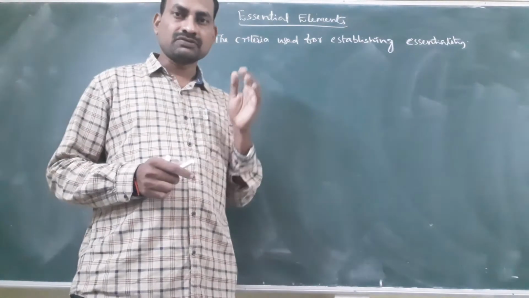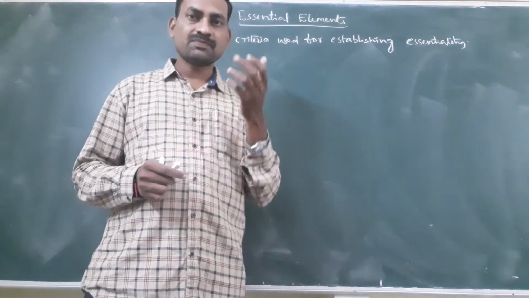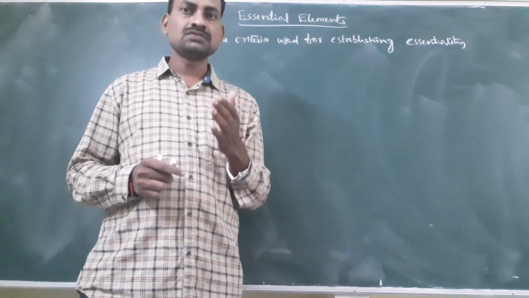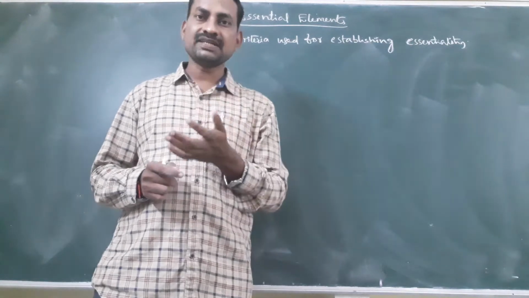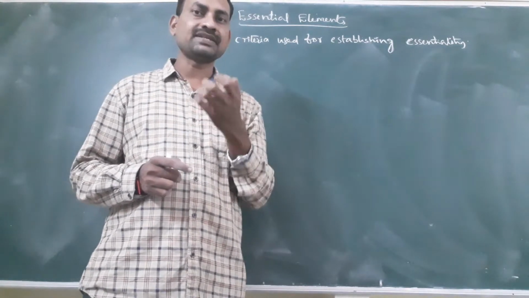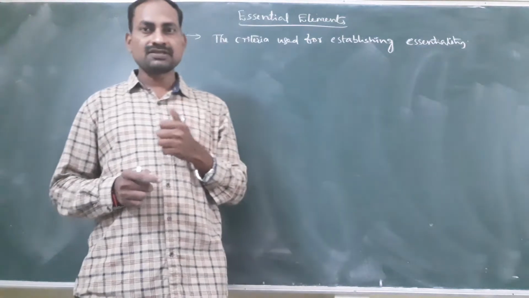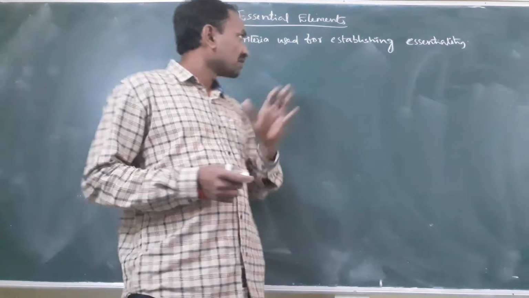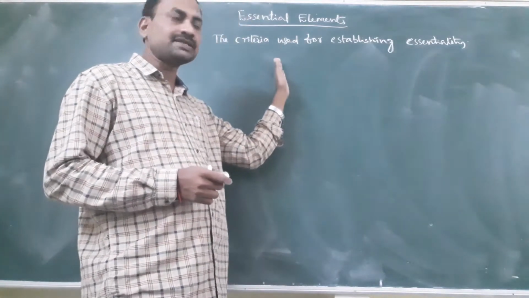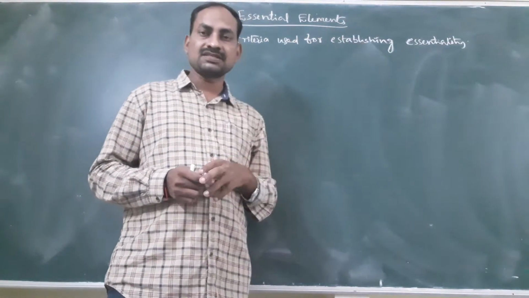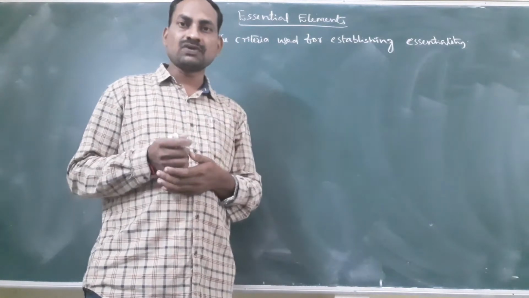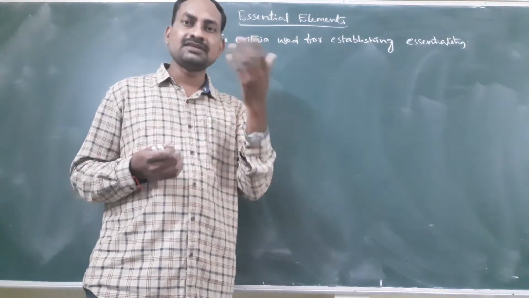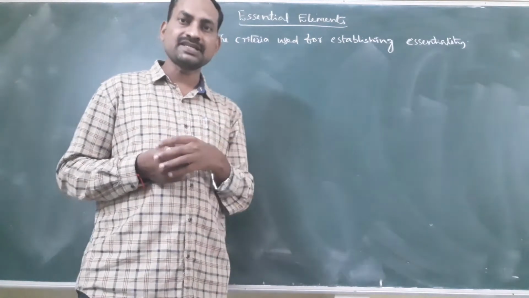In the last class we discussed four objectives of the mineral nutrition chapter. The first objective is to identify the essential elements, to study the methods to identify them. That was already discussed in the last class, but in this class we are going to study the criteria used for establishing essentiality. How can we say that one element is essential for the growth and development of the plant and another is not required, not an essential element?